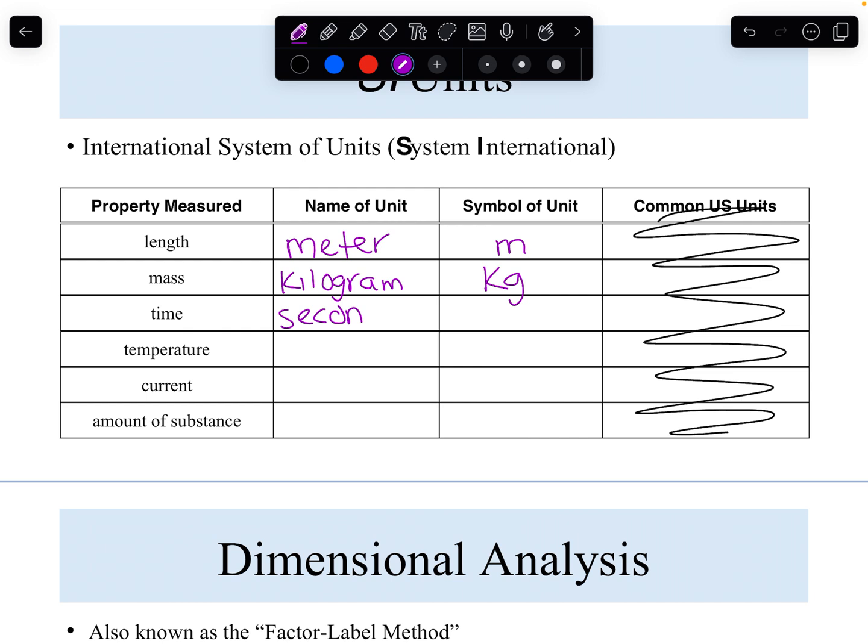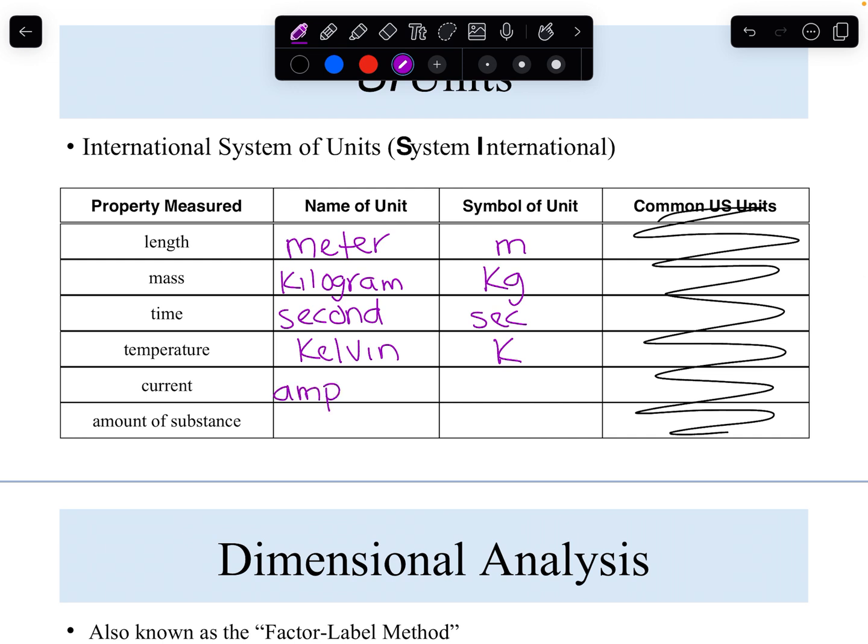Time is in units of seconds. Things happen very quickly in nature and during reaction. So minute is too long. And the way we write that is usually just SEC. Temperature is actually in Kelvin. Kelvin is a large K.